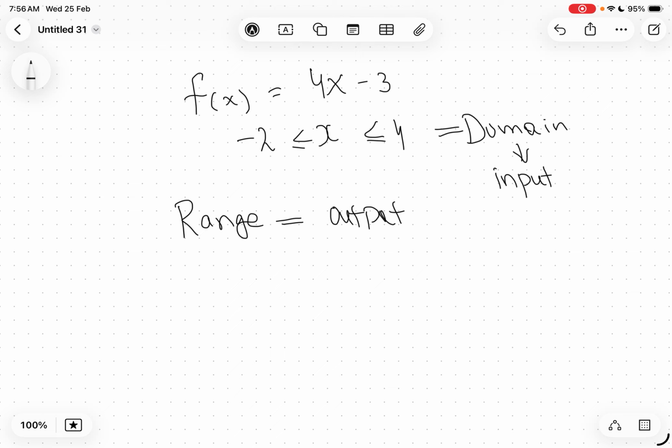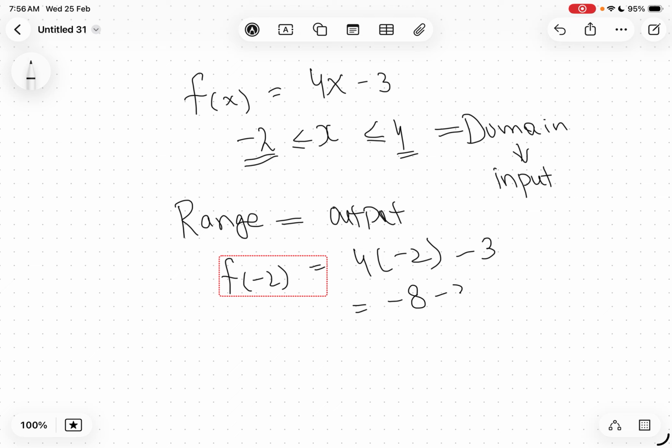In this case, we are provided with the input values. So now let's see, this is the minimum possible input and this is the maximum possible input. So f(-2) is equal to 4(-2) minus 3. So you can see that it's -8, -3. The output is -11.